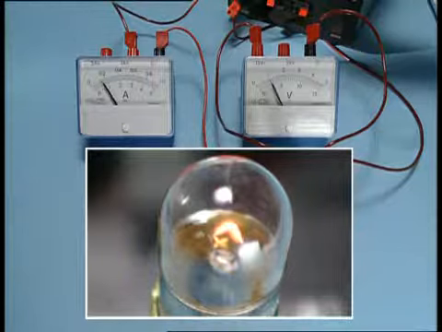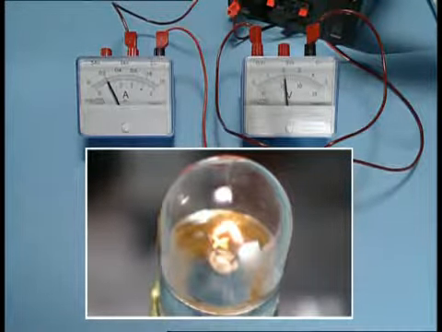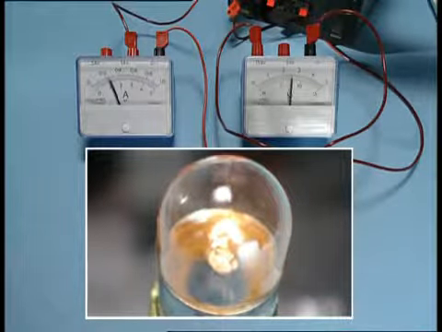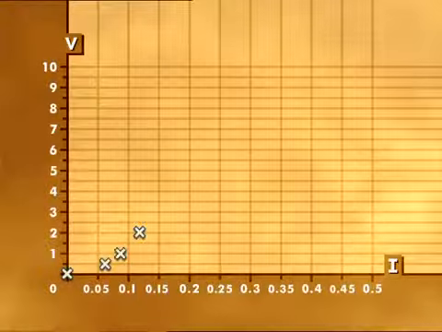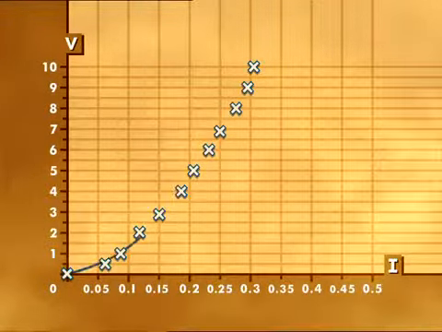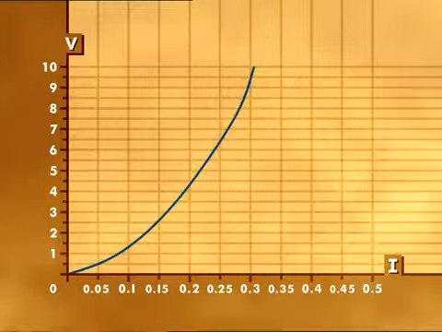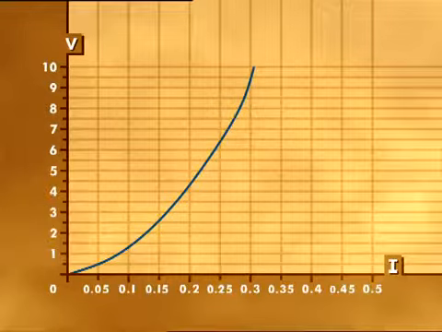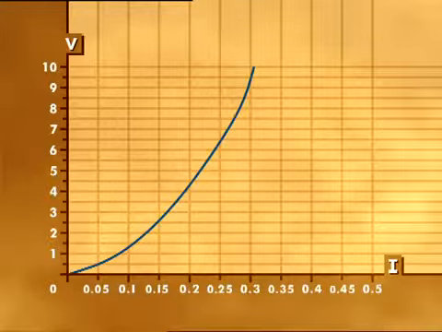Look what happens to the current through a bulb when voltage is varied. Here's the graph. It's not a straight line. As current increases, the graph gets steeper. The resistance of the bulb is increasing. This time, voltage and current are not proportional, so the bulb does not obey Ohm's law. It's called a non-ohmic component.